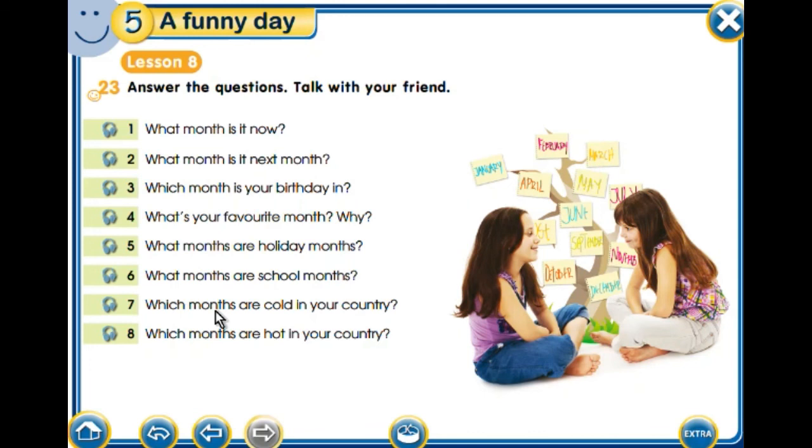Which months are cold in your country? Here in Morocco, it's cold in December and in January. Don't you think so? Yes, it's so cold in December and in January and also in February. Which months are hot in your country? The summer months, July and August. July and August are so hot.